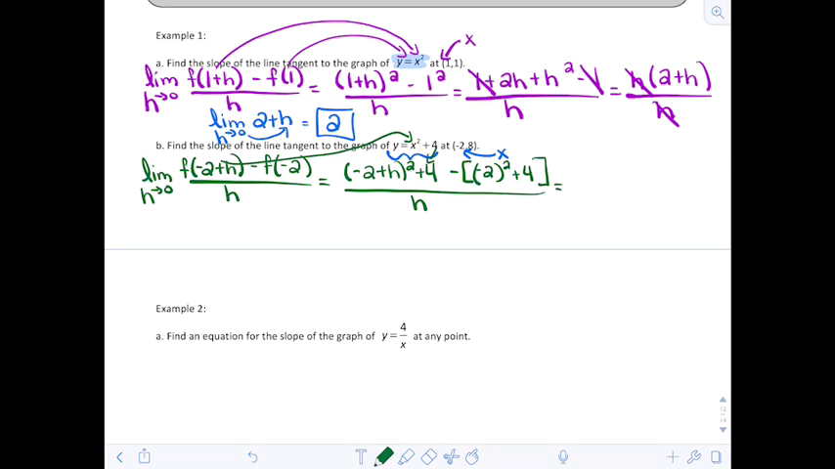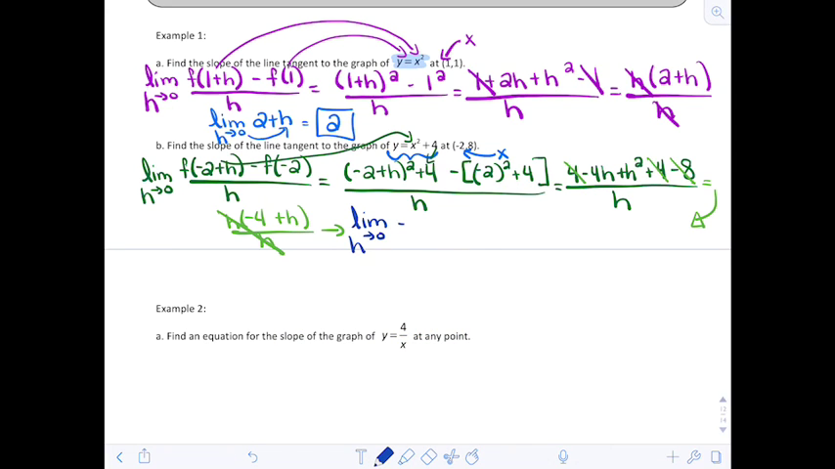So if I simplify the top now, I'm going to FOIL, and I get 4 minus 4h plus h squared plus 4, and then minus negative 2 squared is 4, plus 4 is 8, and that's all over h. So now I'm just doing some algebra 2 and simplifying things. And 4 plus 4 is 8, minus 8 all cancels and reduces. So now I'm going to factor out an h from the top. I'm going to take out an h, and I have negative 4 plus h all over h, and the h's cancel, which allows me now to do the limit as h approaches 0 of negative 4 plus h.